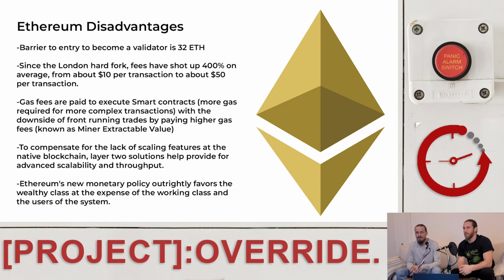And now we'll just kind of sum up the disadvantages. Well, high barrier to entry. High barrier to entry, which was the opposite of the low barrier to entry, participation. Fees have gone up an incredible amount, from $10 per transaction to about $50. Gas fees are paid to execute smart contracts, with the downside of front-running trades by paying higher gas fees. To compensate for the lack of scaling features at the native blockchain, Layer 2 solutions help provide for advanced scalability and throughput. And we'll break all this down for you.